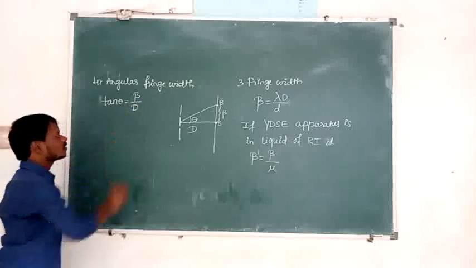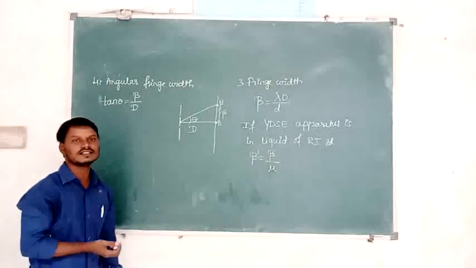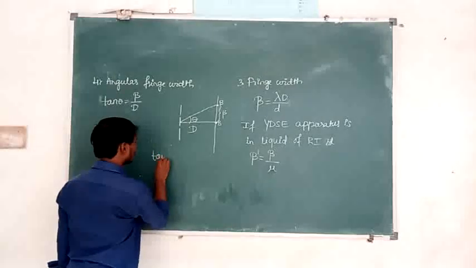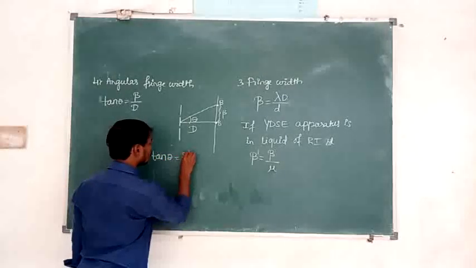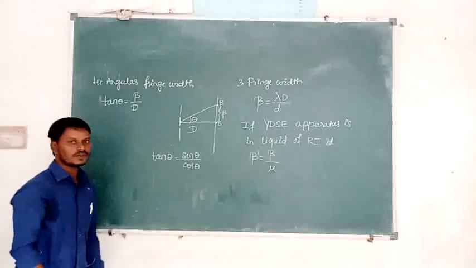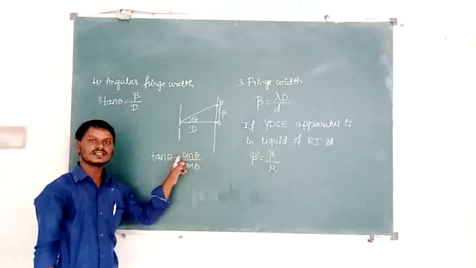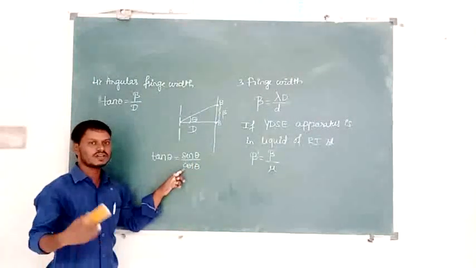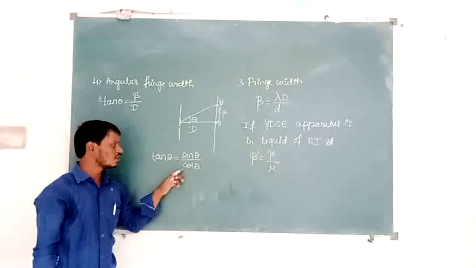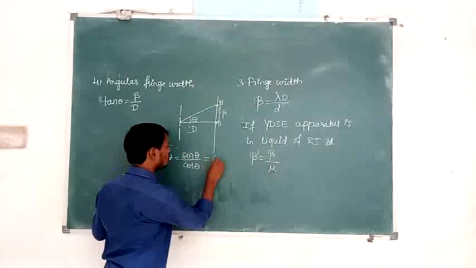For small angles, tan theta can be taken as theta, because for a small angle sin theta is theta and cos theta is 1. Tan theta is equal to sin theta by cos theta. For example, sin 0 is 0, which means sin theta is theta. And for a small angle, cos theta is 1. For example, cos 0 is how much? 1. That is theta by 1. Again, it is theta for a small angle.